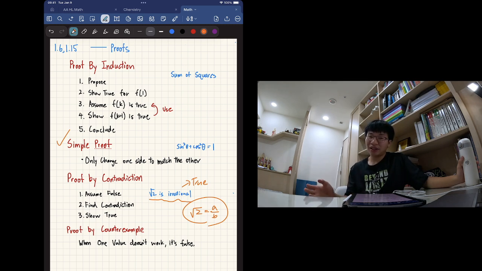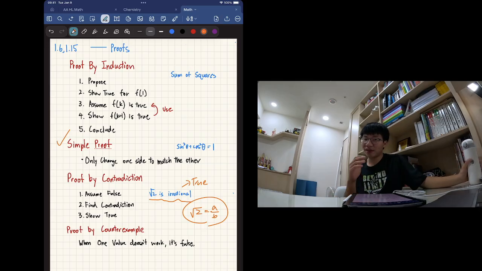If you are able to show this, you are able to make a conclusion that since it's true for the lowest value and for every value, then the value above it is true. That means that for every value that it claims to hold true, it will be true. So that's proof by induction for you.